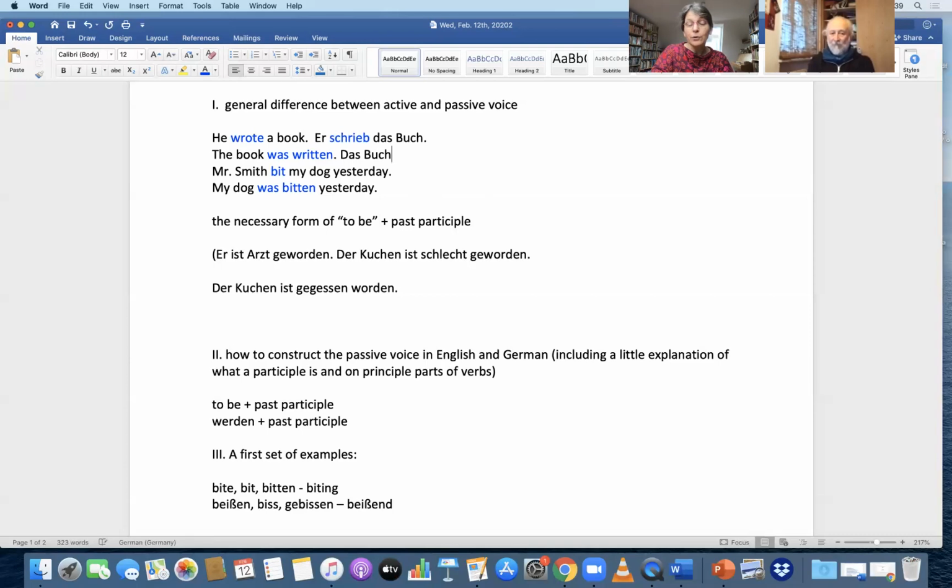Das Buch. Now we need the simple past of werden, which is wurde. And then we need the past participle of schreiben, which is geschrieben. Das Buch wurde geschrieben. So here we go. Wurde geschrieben. So here is the recipe for the German passive voice.